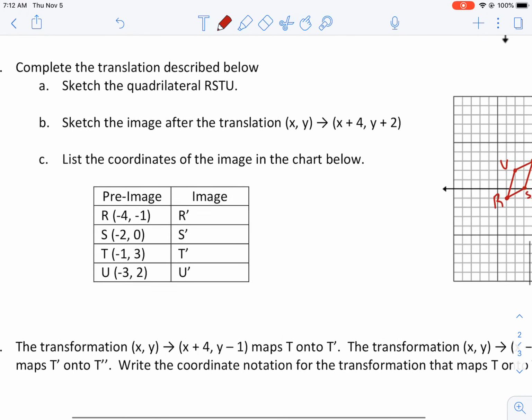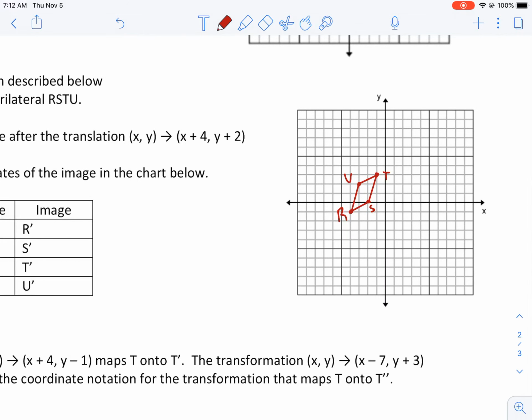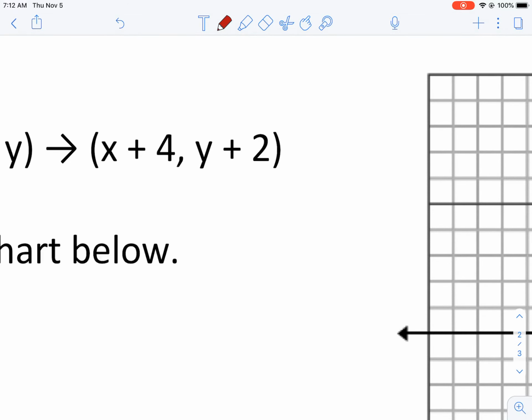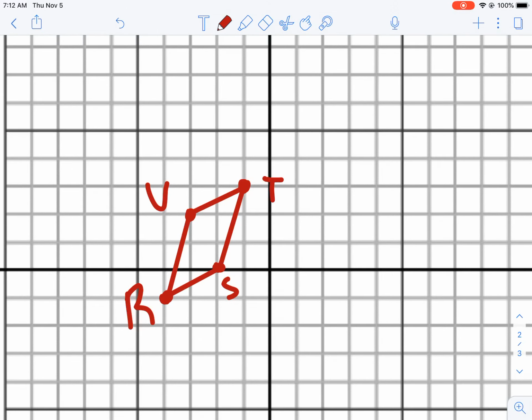So now we want to sketch the image after the translation, x plus 4, y plus 2. So what's happening? X is increasing by 4, so it's going to the right 4, and then it's going up by 2. So we need to count all our points. We need to go to the right 4, so let's do T first. We got 1, 2, 3, 4, and then up 2. So there's T prime, okay?